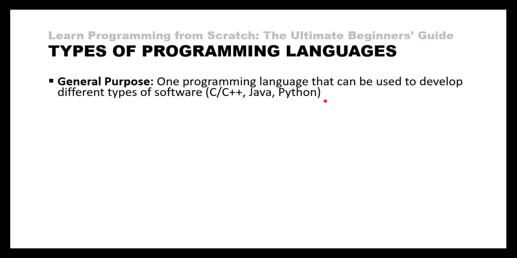So what this means is that I can use C++ to develop a desktop software. I can use it to develop a mobile application. I can use it to develop maybe a cloud. I can use it to write software that runs on a drone. So one programming language can be used to develop different types of software. That is what a general purpose programming language is. So Java is a general purpose programming language. Python is also a general purpose programming language. There are many. These are just a few that I've mentioned.